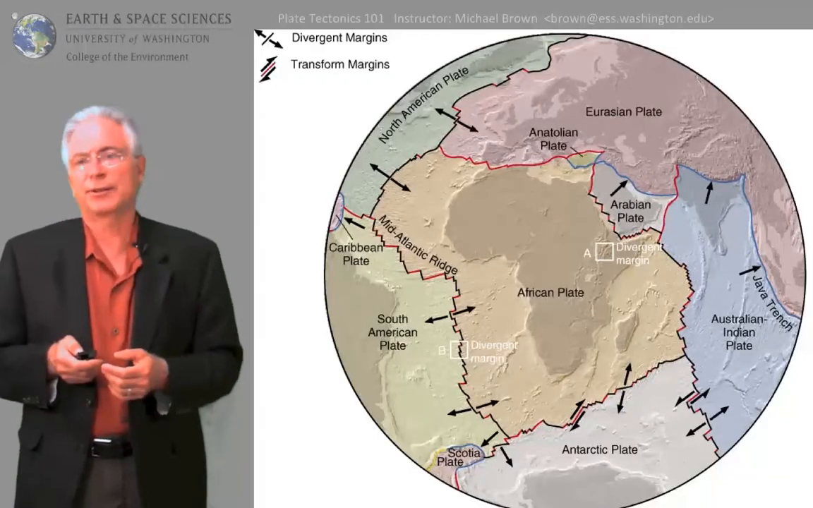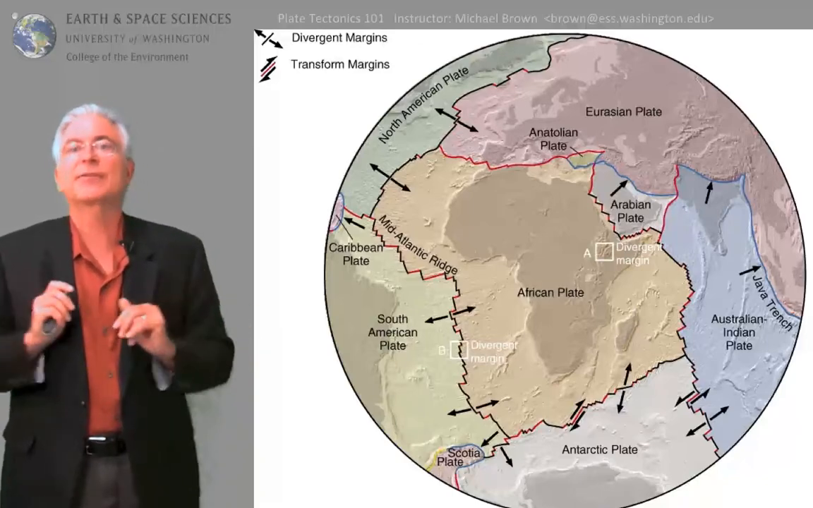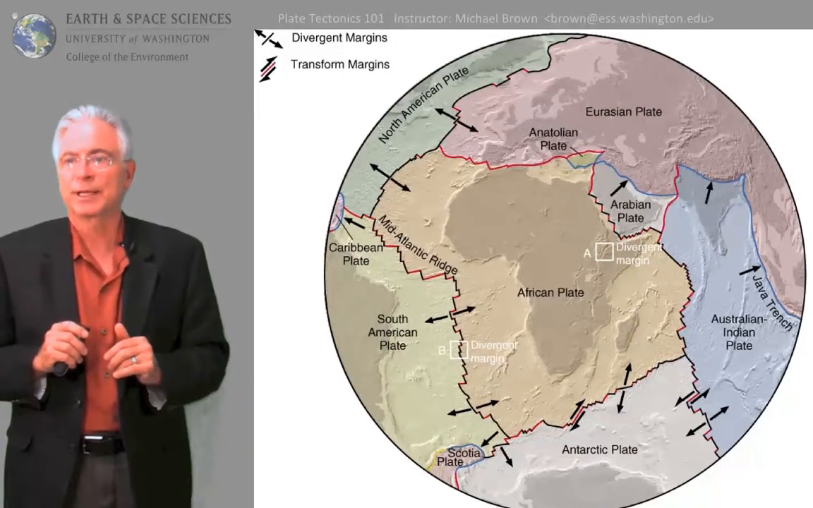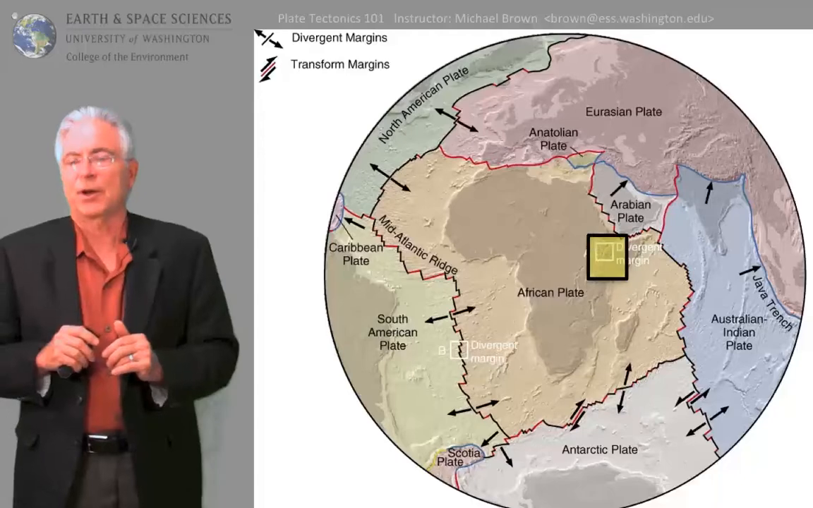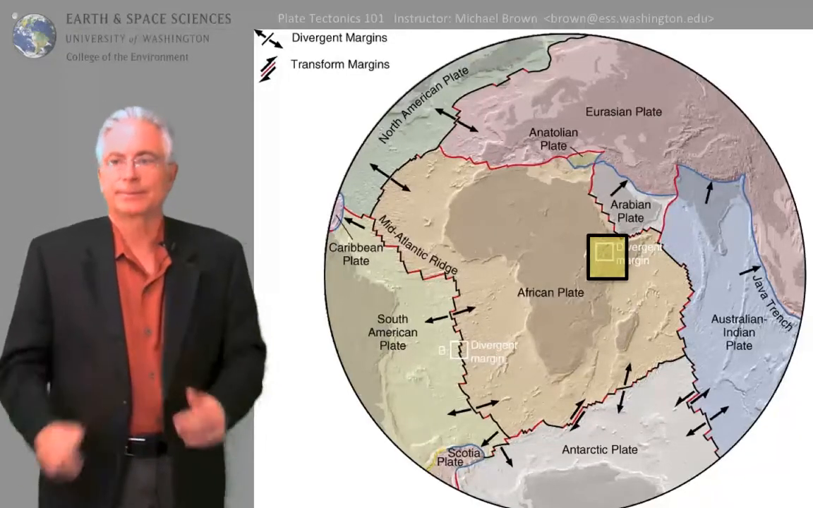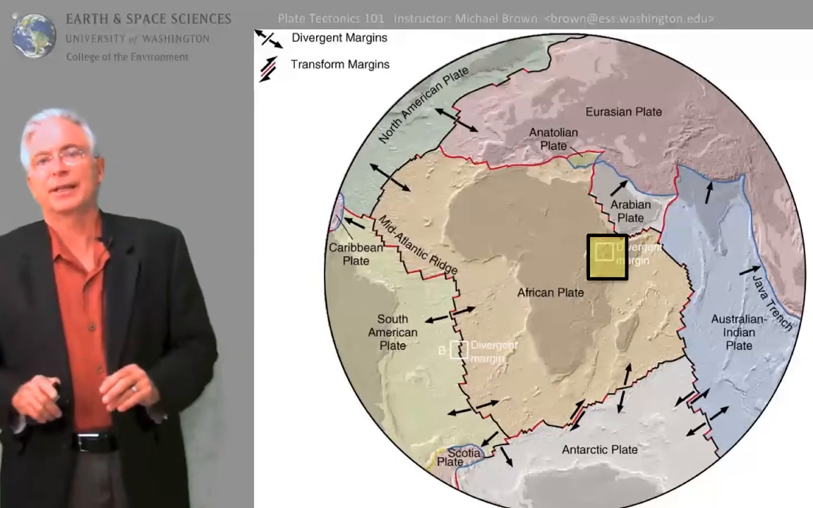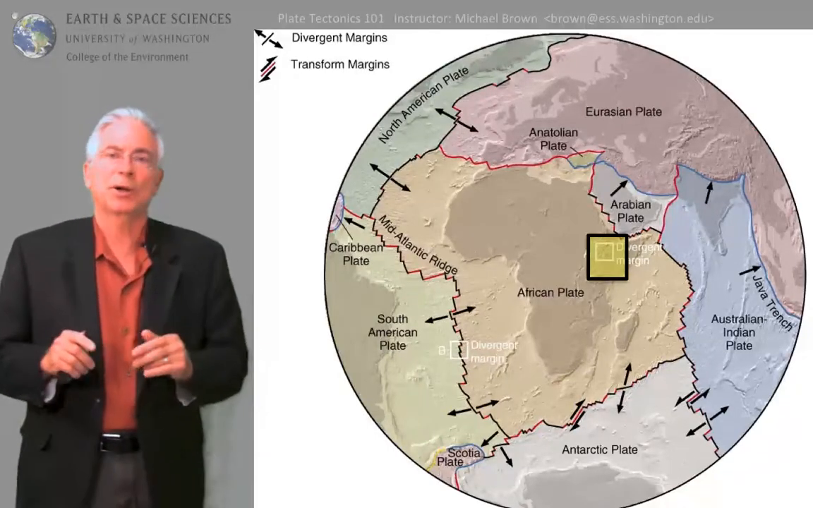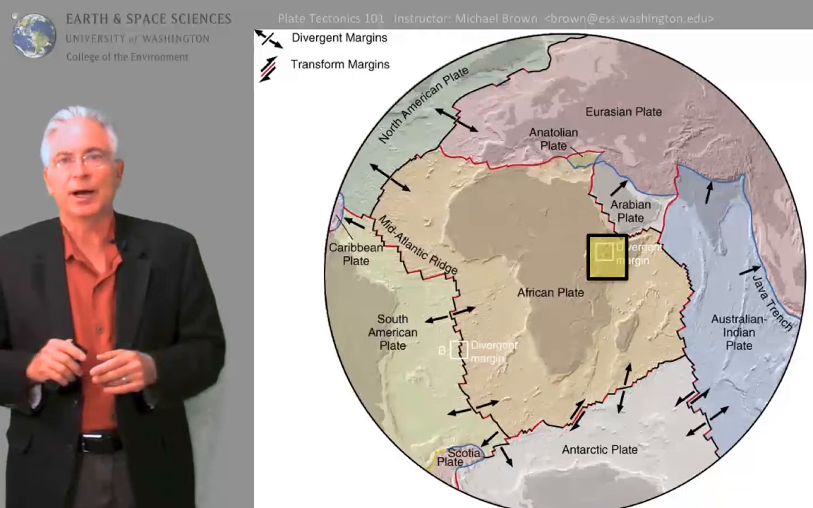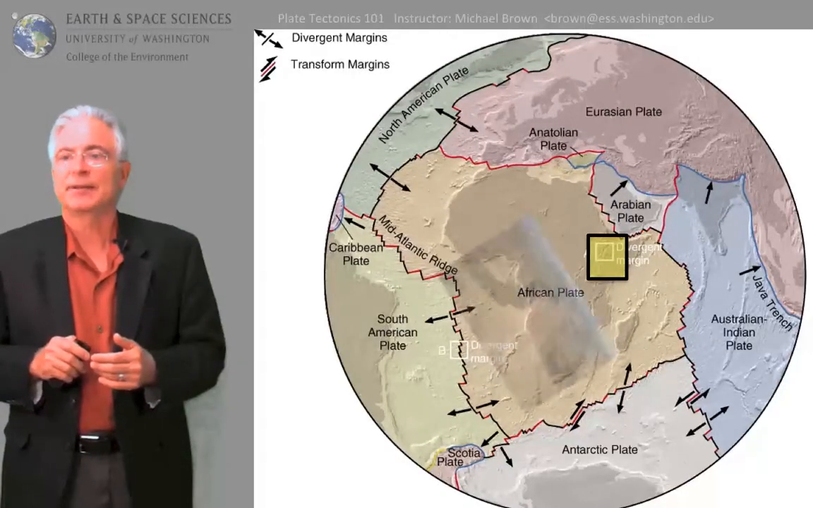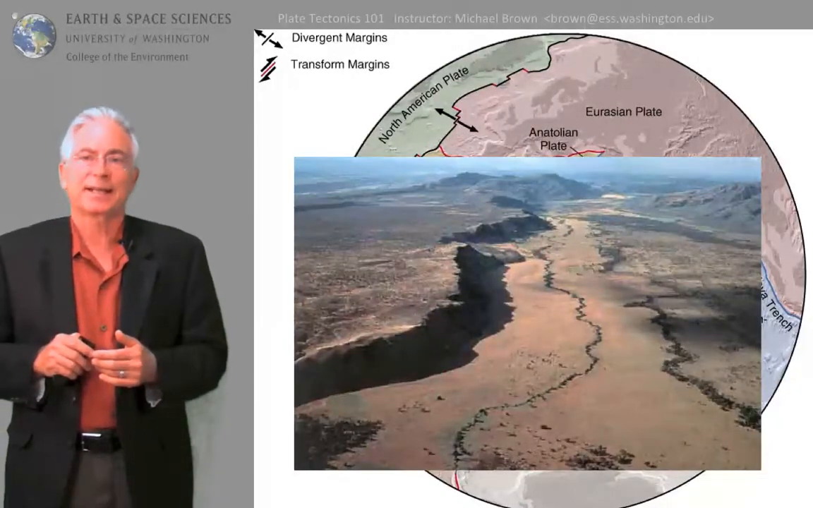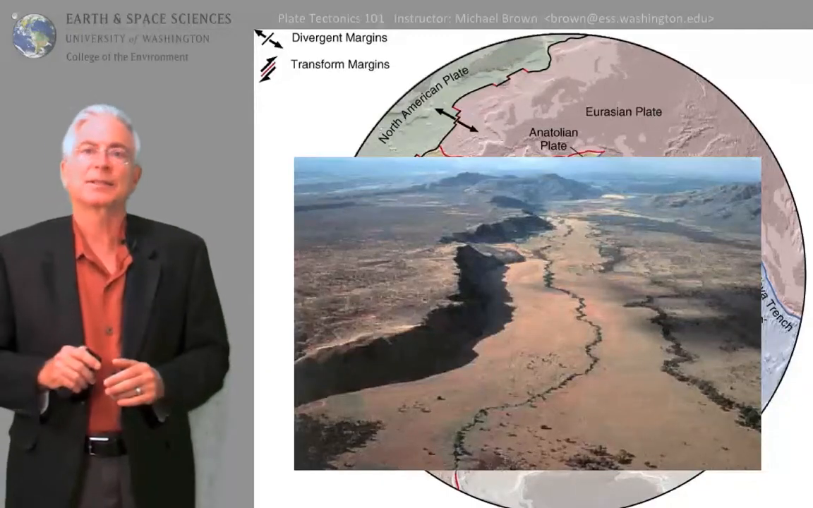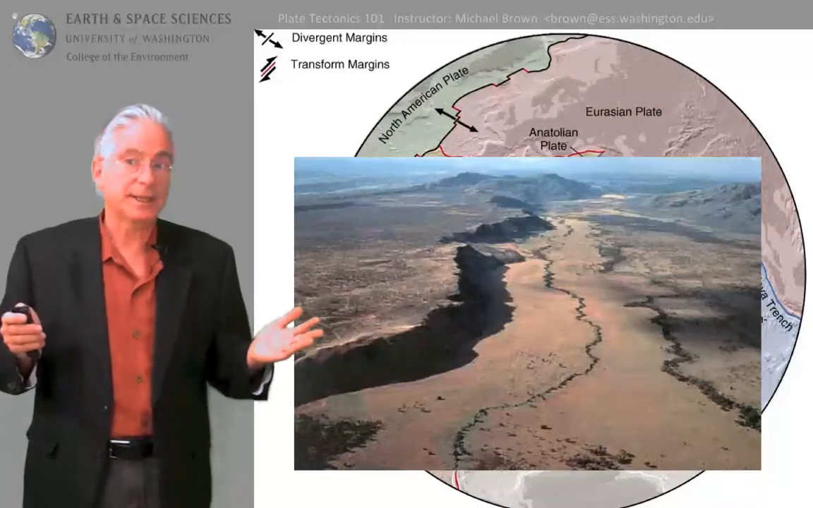Let's move around to the other hemisphere. Here we're looking at an African-centric view of the world. And let's focus in on this area in East Africa. This is an area that has tried and maybe is trying to split apart to form a new plate boundary. And if we zoom in on that area, we see scenery like this. This is the Great East African Rift.